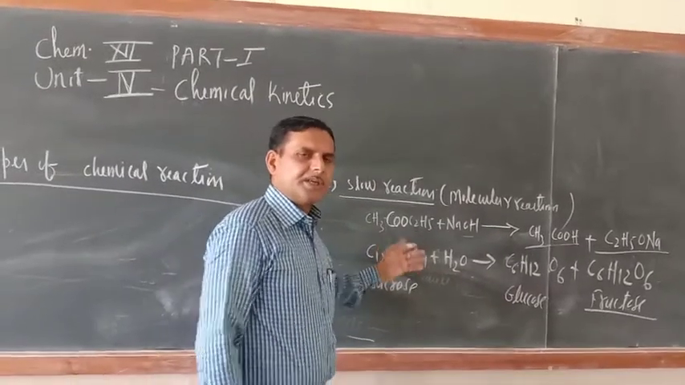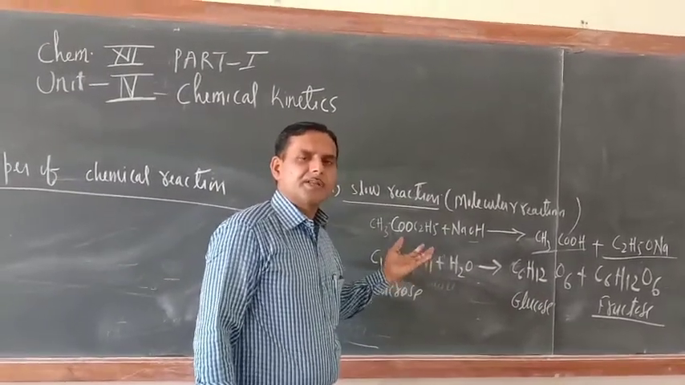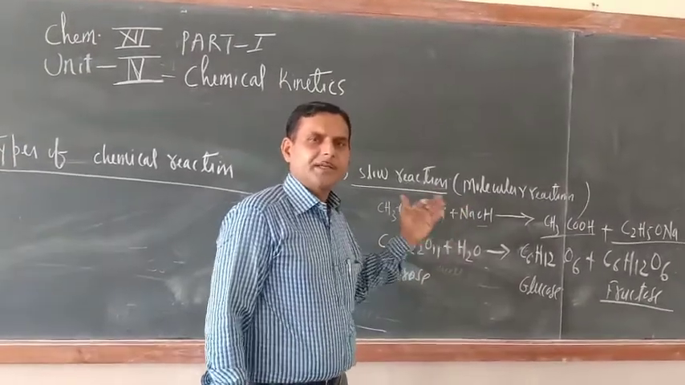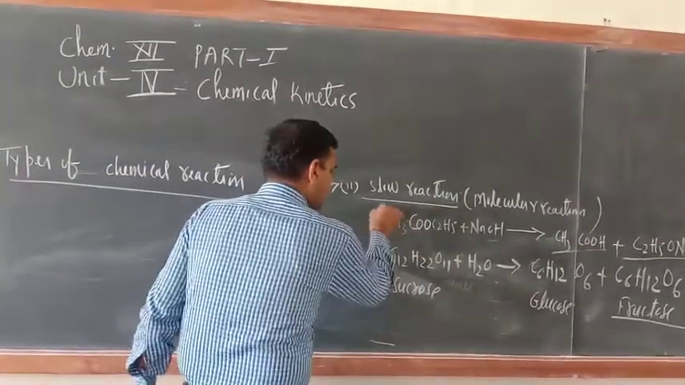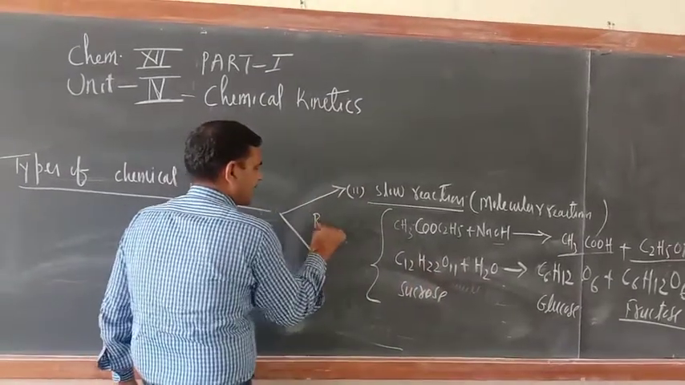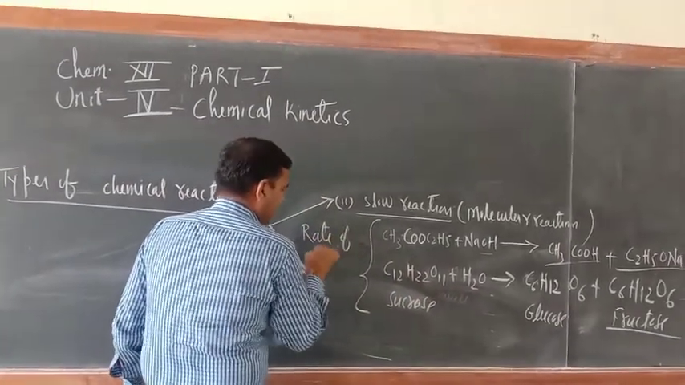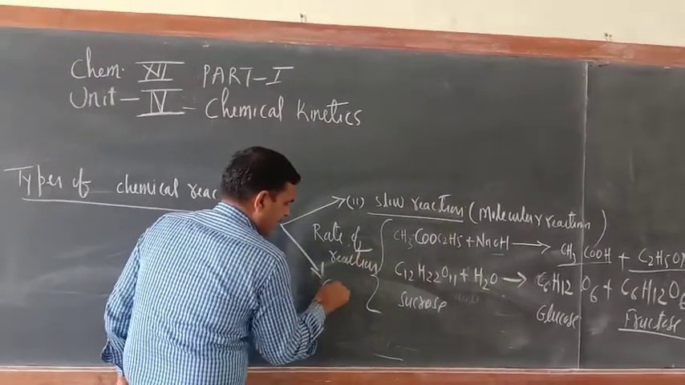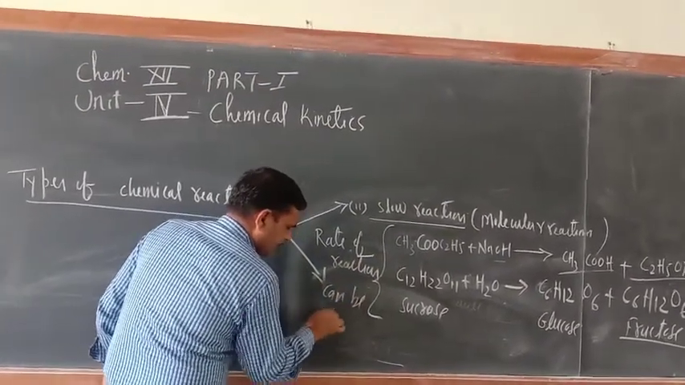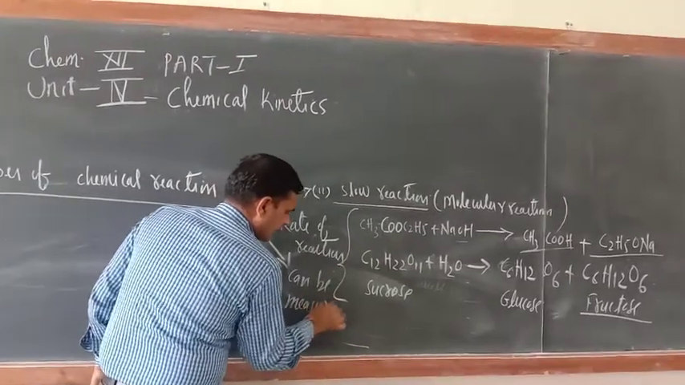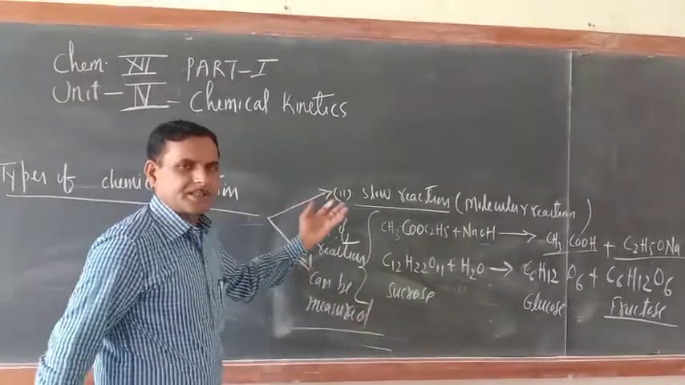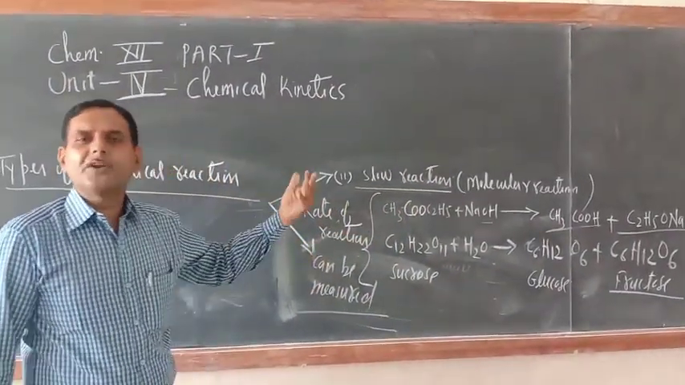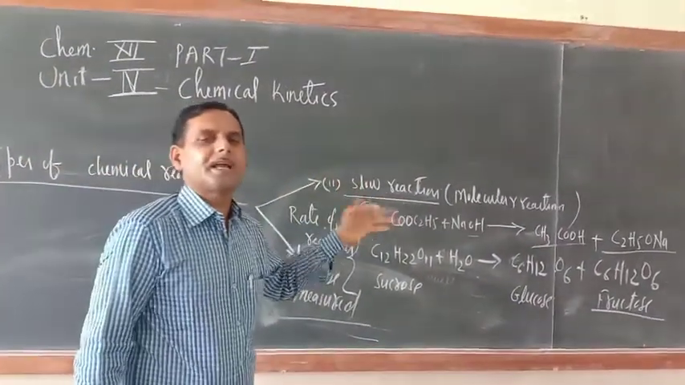So just see, such types of reactions take a lot of time to be completed. So for them, rate of reaction can be measured. One thing is very much clear here: rate of reaction can be measured for slow reactions. For ionic reactions, rate of reaction cannot be measured.